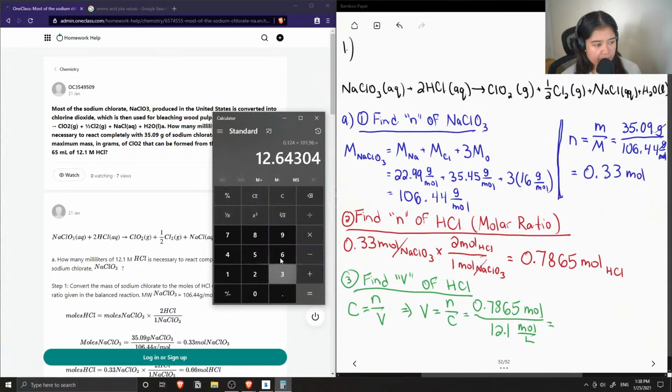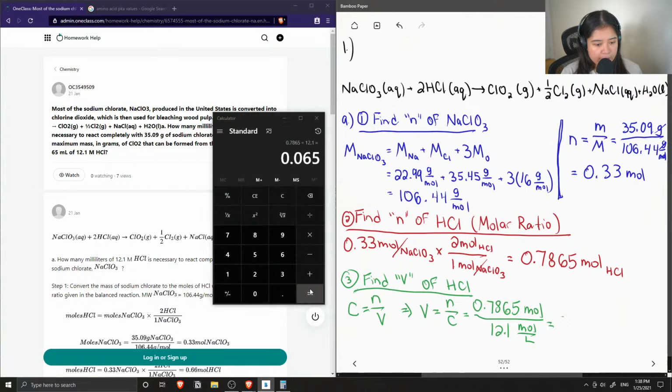Let me pull up a calculator. And you get 0.065 liters, which is the same as 65 milliliters. Okay, so 65 milliliters is needed.